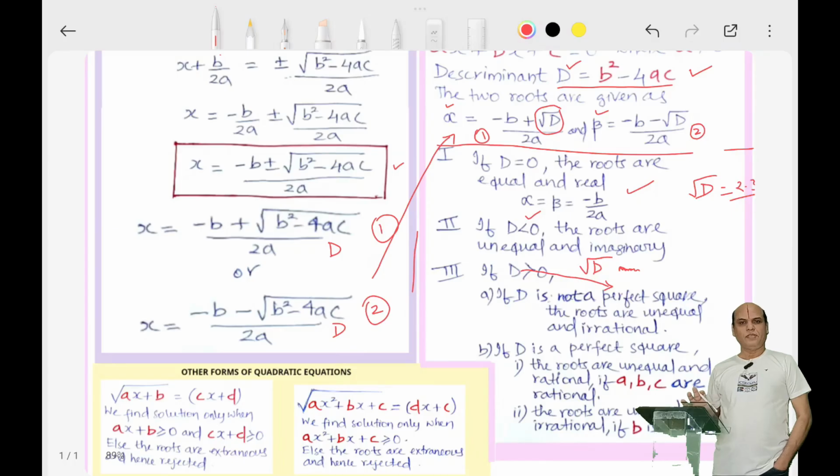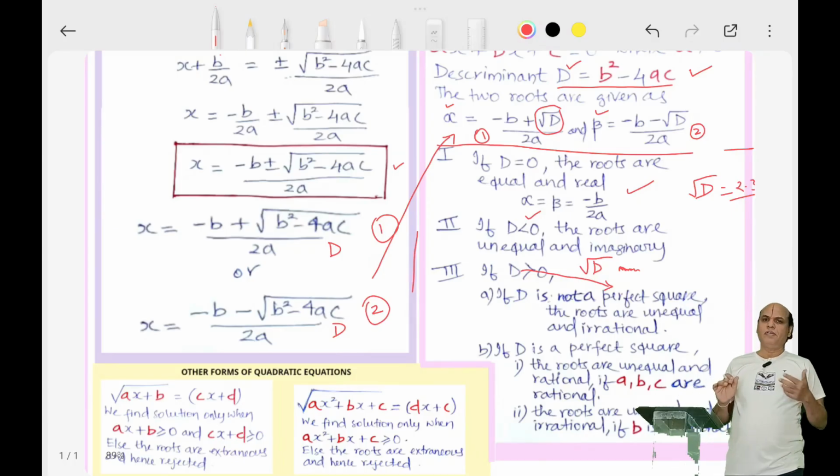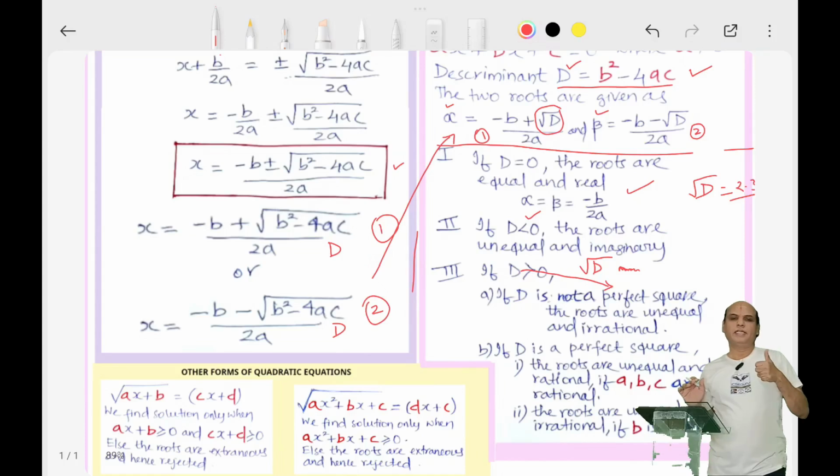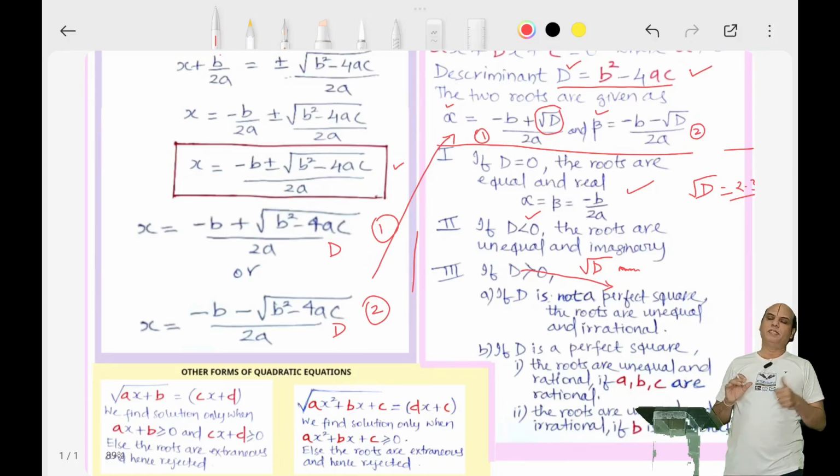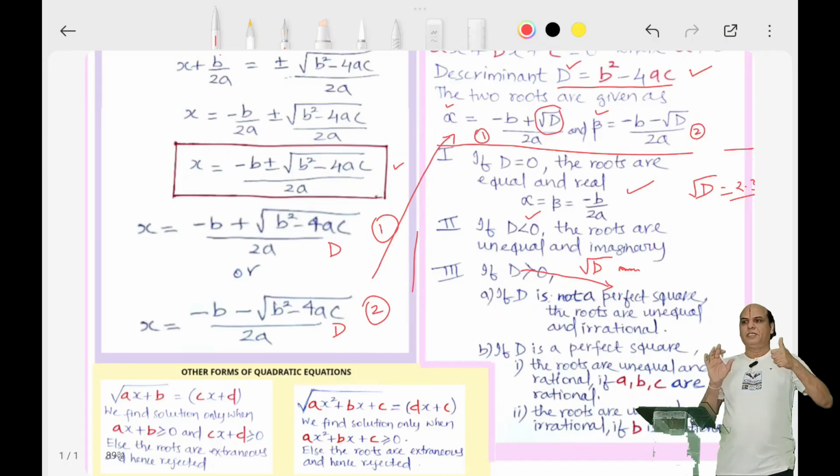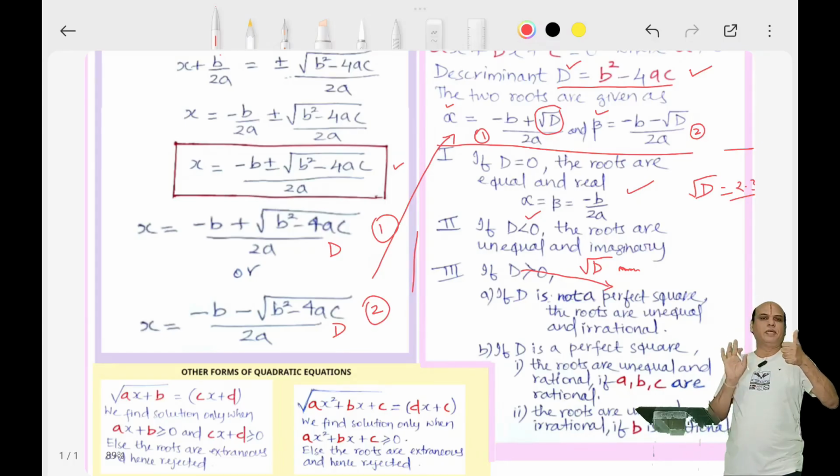Clear? So what we need to remember is, there will always be at least one question in your end exam where they will ask you to comment on the nature of roots. So first, straight away we can say whether the roots are equal or unequal. If D is equal to 0, roots are equal. In all other cases, roots are unequal. So D can be greater than 0 or D can be less than 0. If D is less than 0, then the roots are unequal and imaginary, because the square root of a negative quantity leads to imaginary things. So you should remember it. When D is less than 0, the roots are imaginary.